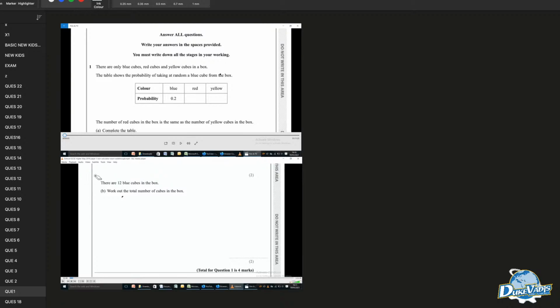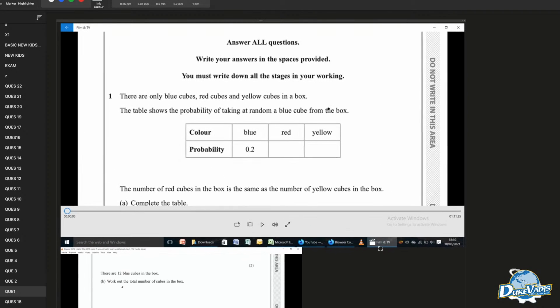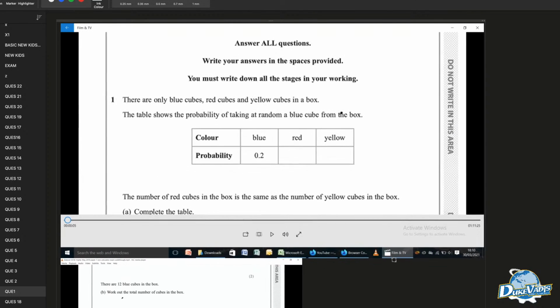Let's zoom this out a bit. There are only blue cubes, red cubes, and yellow cubes in the box. The table shows the probability of taking a random blue cube from the box. The color and probability have been listed in the table, as we can see over here. Let's make it a bit bigger for everybody to see.